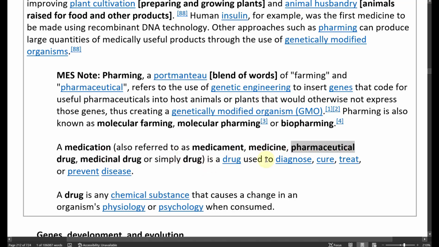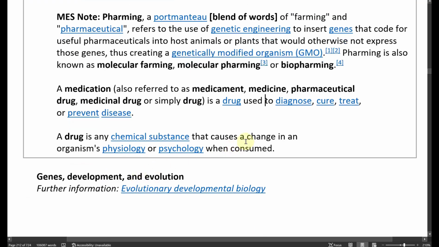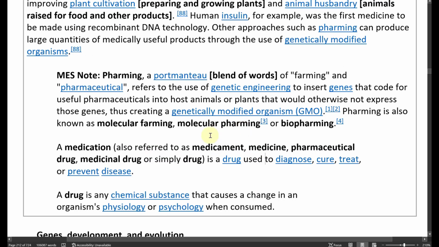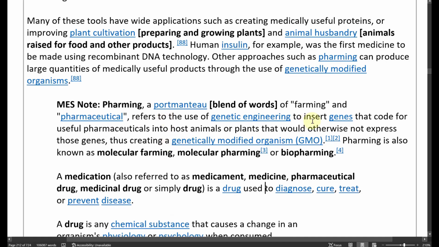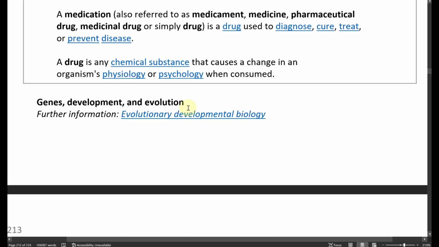A drug is used to diagnose, cure, treat, or prevent disease. And a drug is any chemical substance that causes a change in an organism's physiology or psychology when consumed. So going back to pharming, basically you're inserting genes into animals so they produce specific substances that you could use for drugs. You insert genes they wouldn't naturally have in those organisms, and then you would produce specific quantities of useful products or substances that you could utilize, which is quite fascinating.